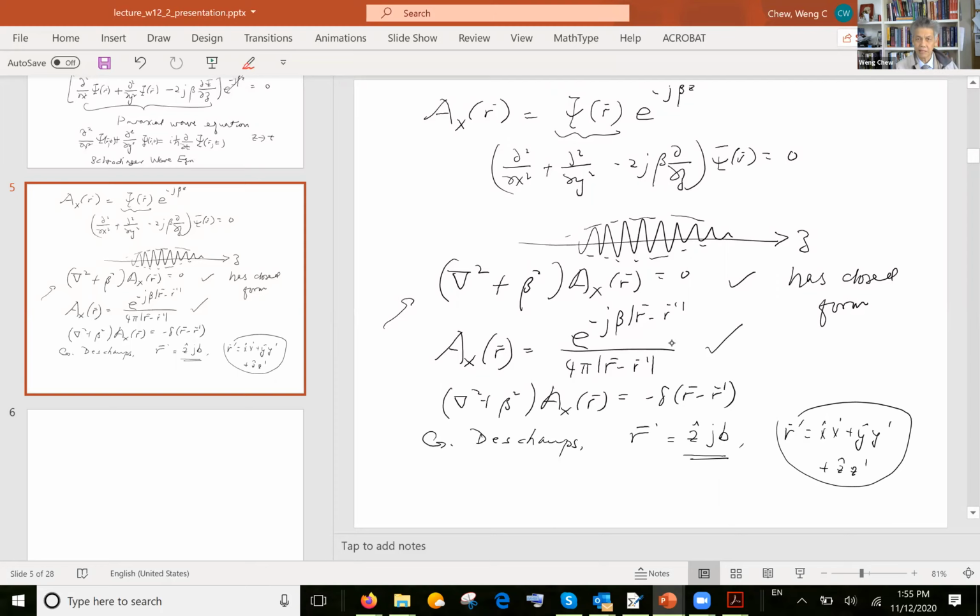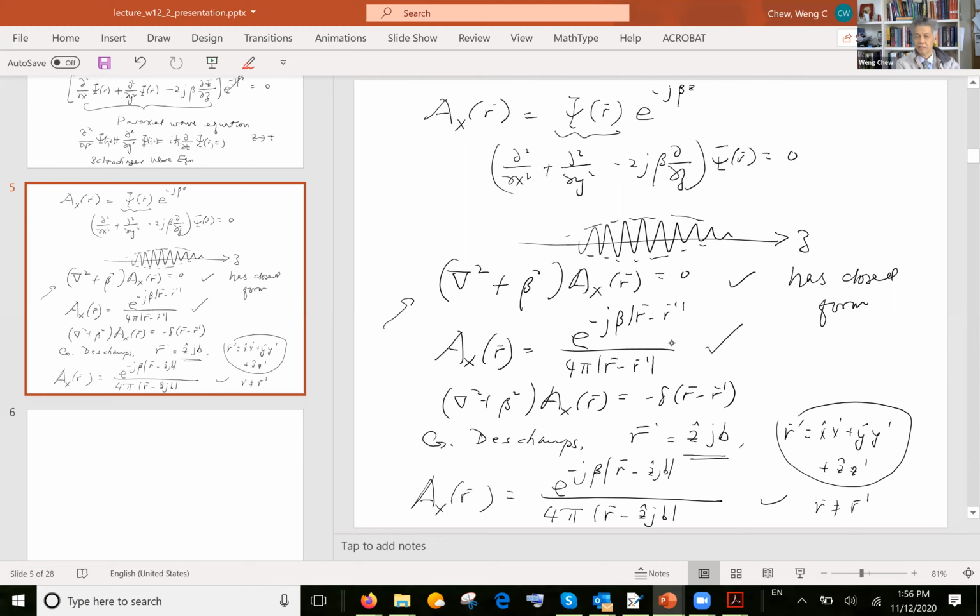And if I were to plug this in this equation, and if I were to write this equation down and say that, well, let me be creative and just say this is r prime minus z hat jb. Okay, 4 pi times r minus z hat jb. Then r and r prime are never going to be equal to each other.